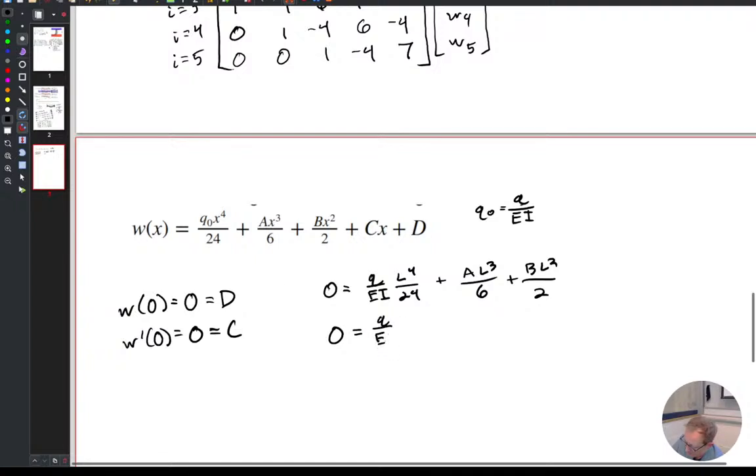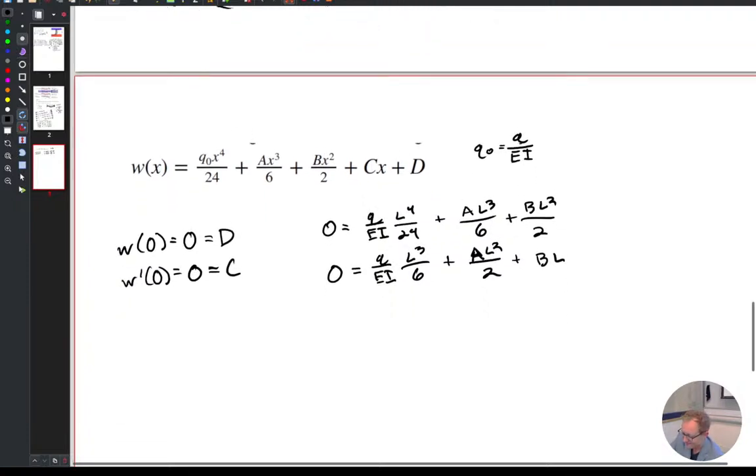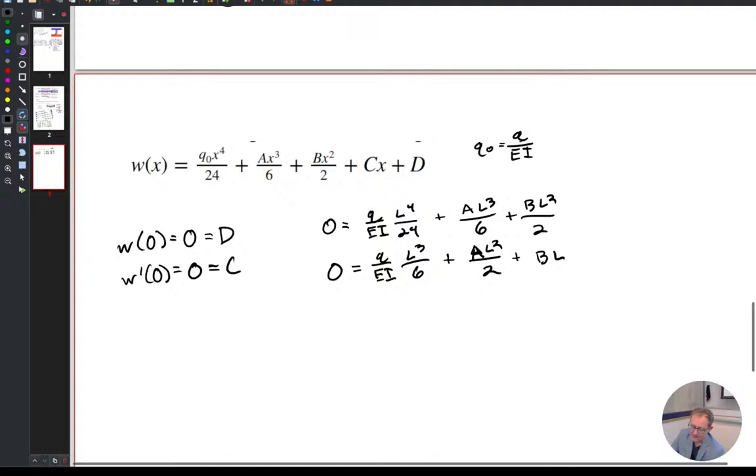Q over EI L cubed over 6 plus A L squared over 2 plus B L is all equal to 0. And here, this is actually setting up a linear algebra problem too, where we have A and B, and left-hand side, right-hand side. So I could set it up in the same way.